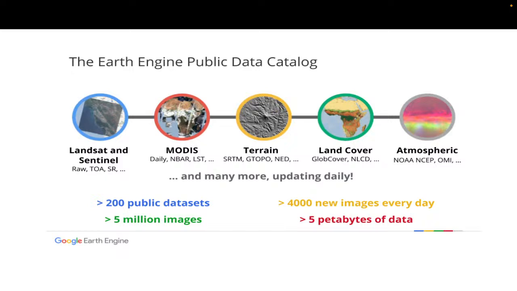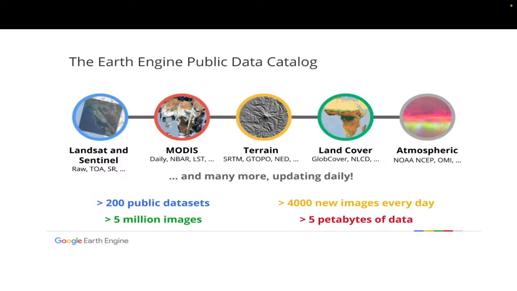From the Earth Engine public data catalog we can easily access all of the remotely sensed data which are freely available, such as Landsat, Sentinel, MODIS, different types of terrain data, different types of land cover data, different types of atmospheric data. And mainly we always find updated data in the Earth Engine public data catalog. So this is another benefit of using Google Earth Engine. When you are using Google Earth Engine, you don't need to download any satellite imagery. We can easily access all of the satellite imagery from the Google Earth Engine public data catalog.